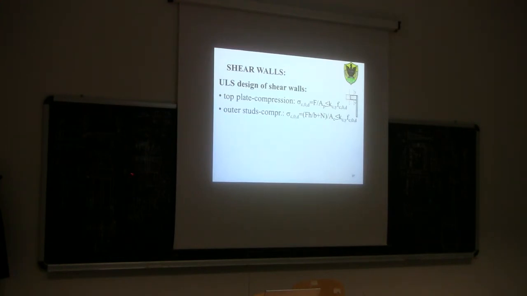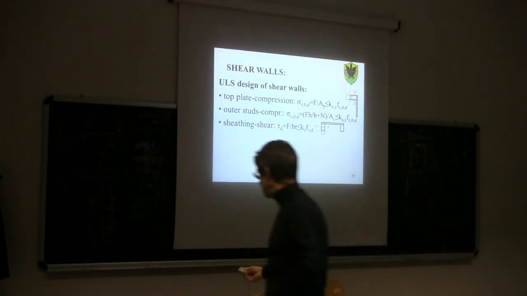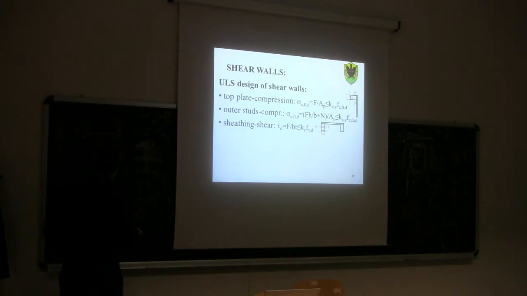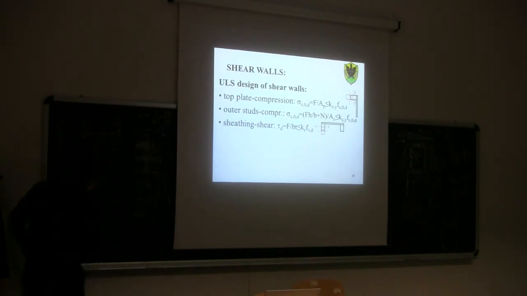The sheathing plus the connection between the sheathing and the studs, so the net connection. Okay? Like we found here. In the end, I will have to design the sheathing panel for shear. The shear will be F over BD. So BD is the cross section of the sheathing.